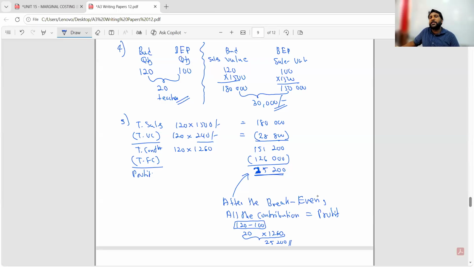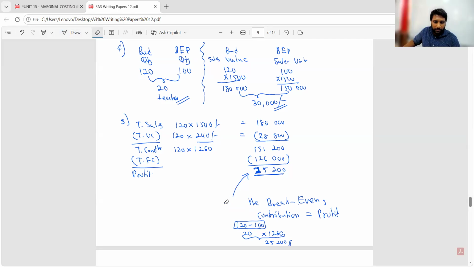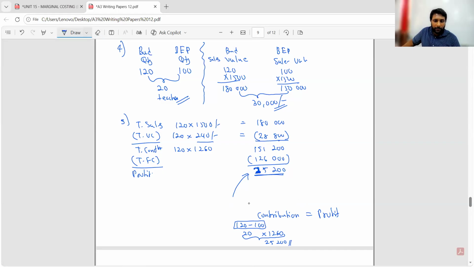After the break even, all the contribution is equal to the profit. After the break even, contribution generated is equal to profit.